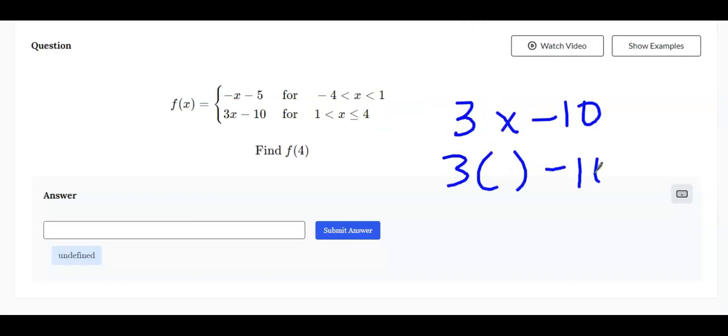So this is the function we're going to use. This is the letter we're going to erase and replace. And this is the input, 4. So we're going to compute. 3 times 4 is 12. 12 minus 10 is 2.